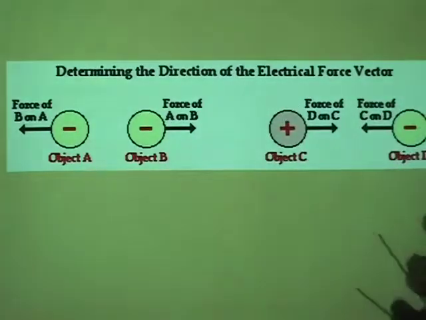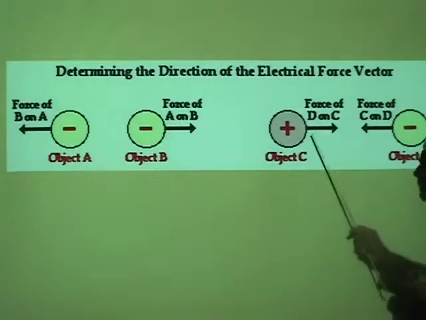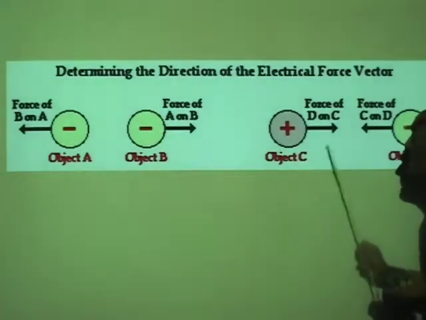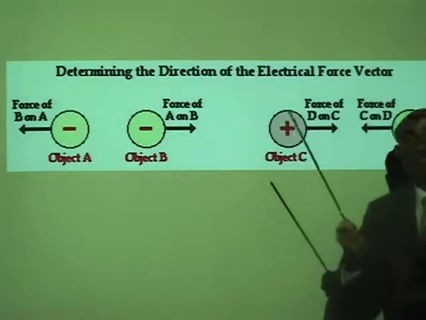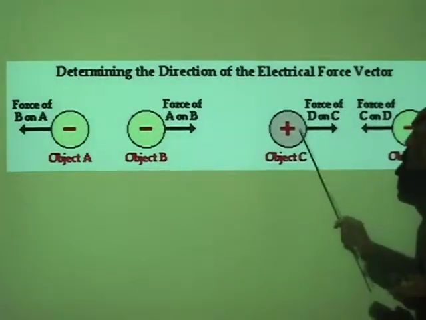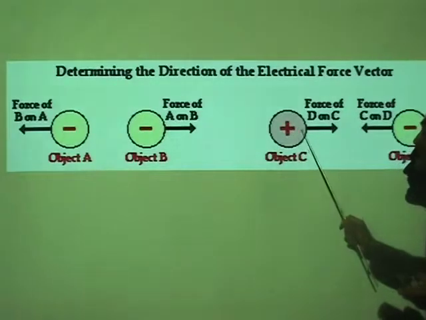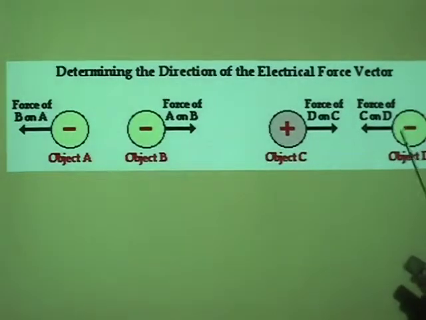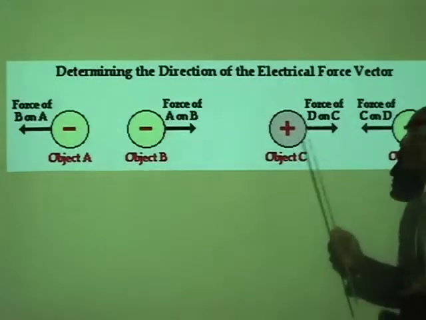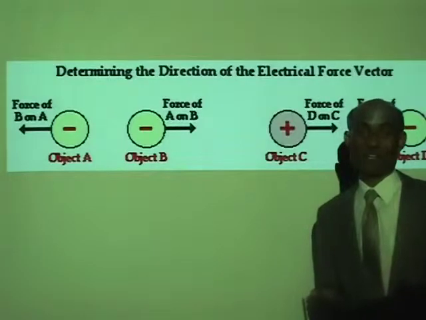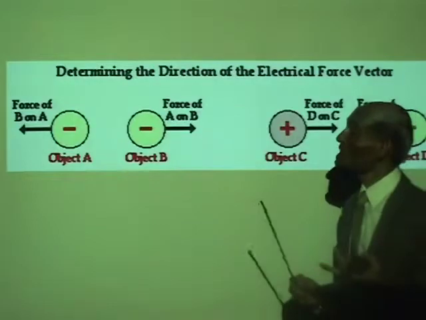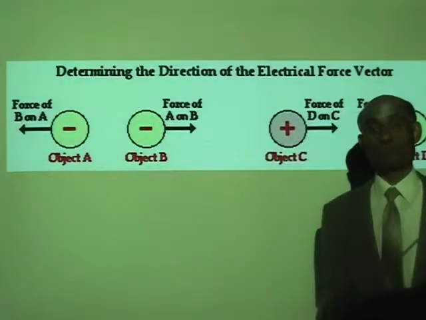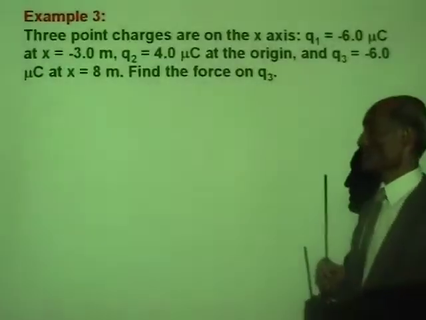Now similarly, what is the force on charge C by charge D? They are unlike charges, therefore the force is an attractive force, so the force on C is directed towards D. Similarly, the force on D is directed towards C. So we will use this concept in order to mark the direction of the force. That means we not only need the magnitude of the force, we also need the direction of the force.